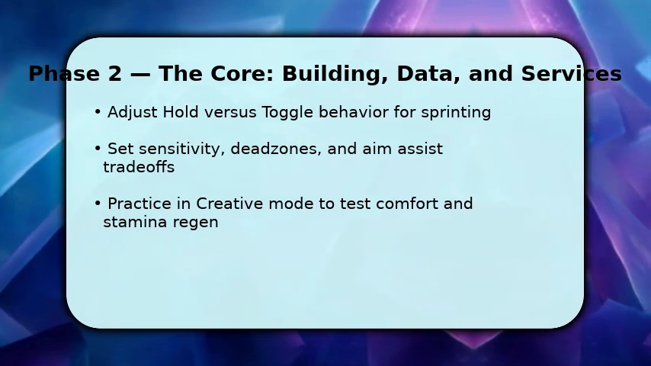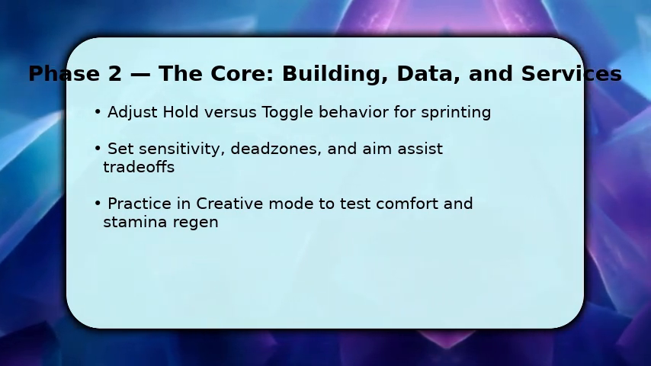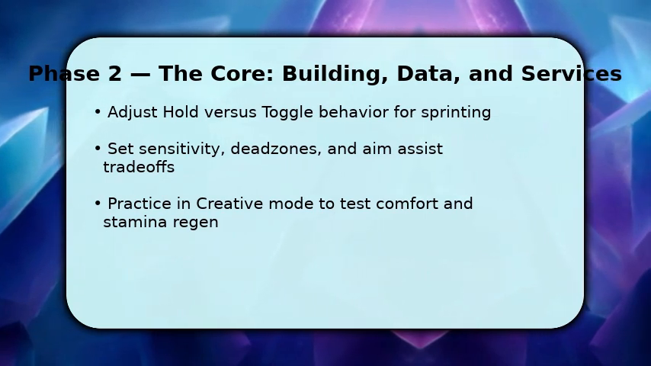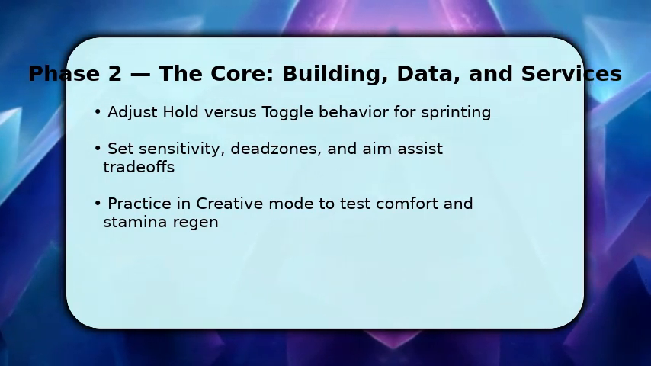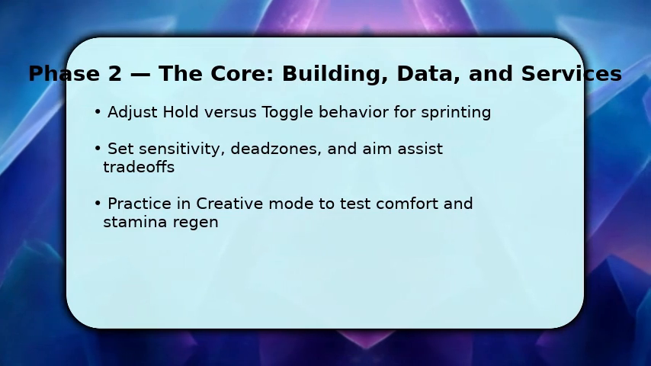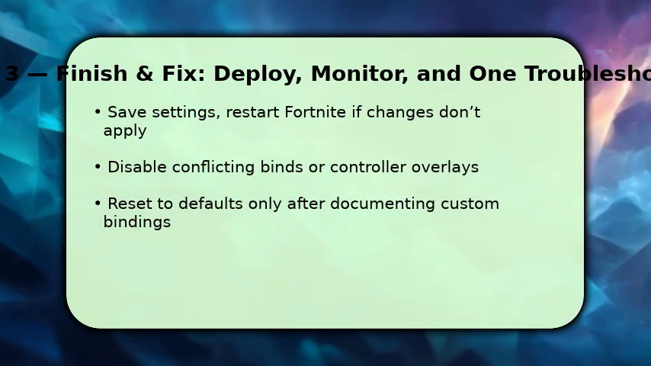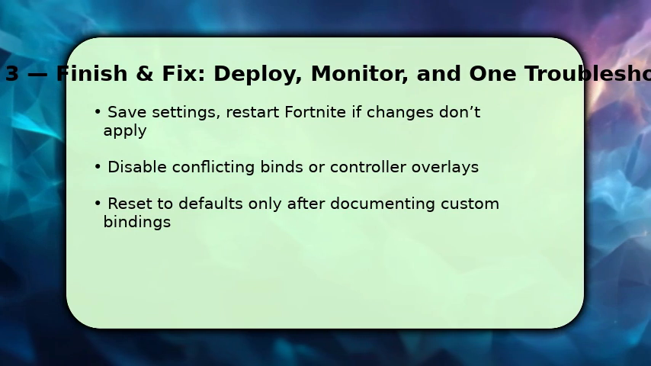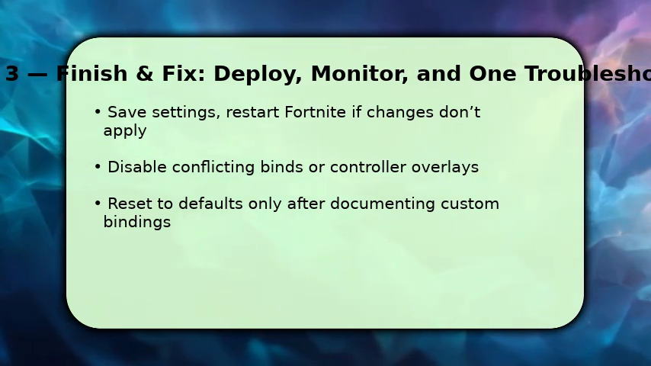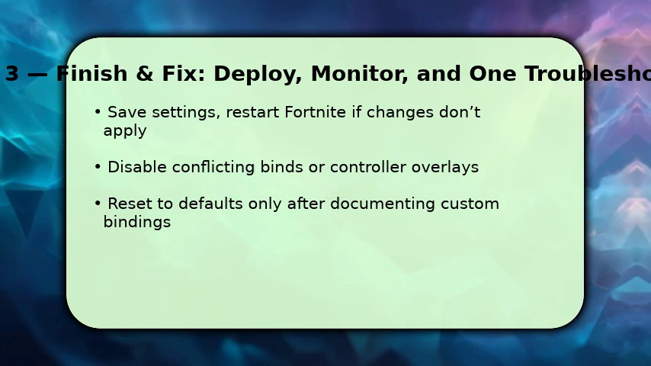Once done, jump into creative or a low-stakes match and practice start-stop sprinting while strafing and building. This trains muscle memory and shows how sprint interacts with stamina regen and weapon swap. Finish by saving settings and testing sprint across different loadouts and terrains. You want consistency between creative and battle royale.